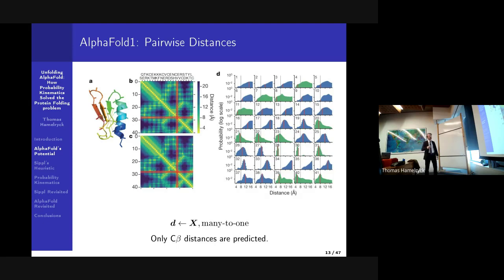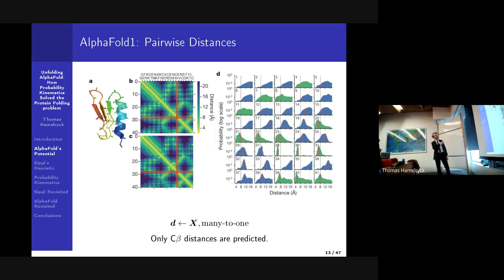So let's take a look at AlphaFold 1. AlphaFold 1 is going to predict two things. The first thing it's going to do is predict these pairwise distances. So is an amino acid close to another amino acid? How far are they apart? And each amino acid will be represented by one single point, so you lose a lot of detail. The amino acids contain multiple atoms, but you're just going to represent each with one atom.